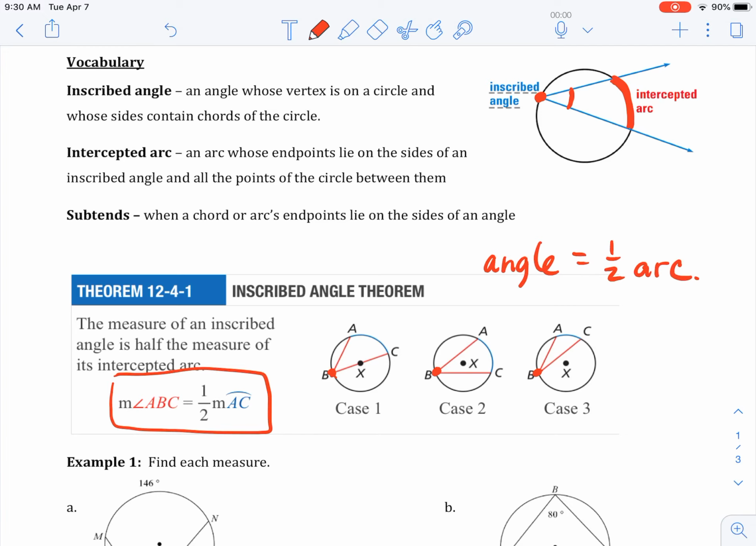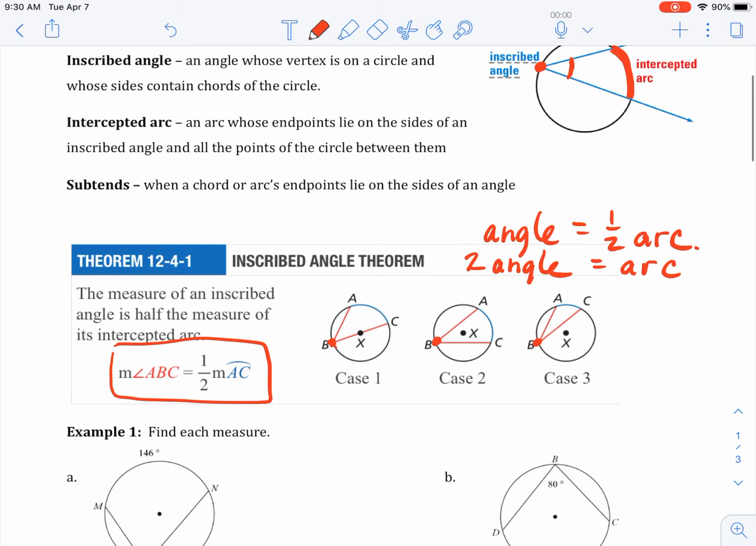And anytime you have a fraction in an equation, you could also multiply both sides by 2, right? And state it a different way. That means you could double the angle to get the arc. So to me, it just depends which thing is unknown. Is it the angle that's unknown, or is it the arc that's unknown? If the angle's unknown, I'm going to take half the arc. But if the arc's unknown, I'm going to double the angle.